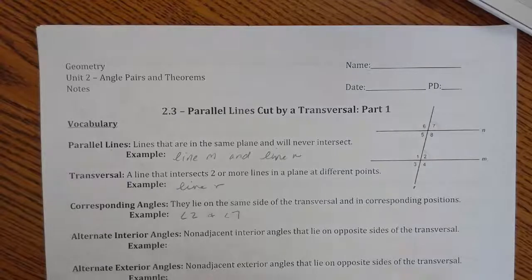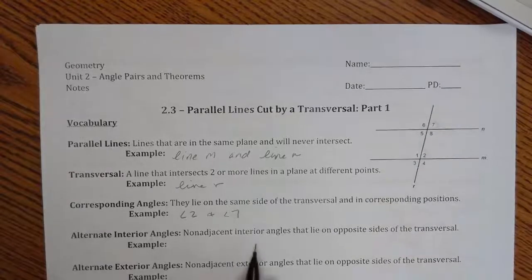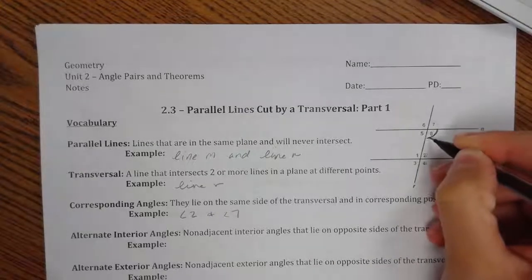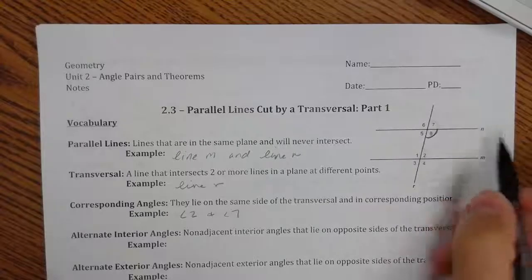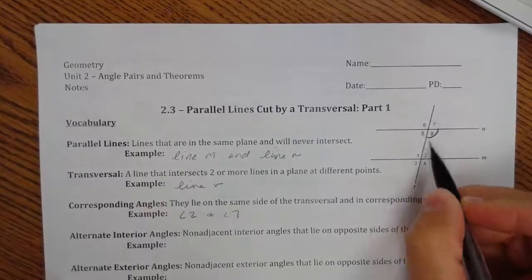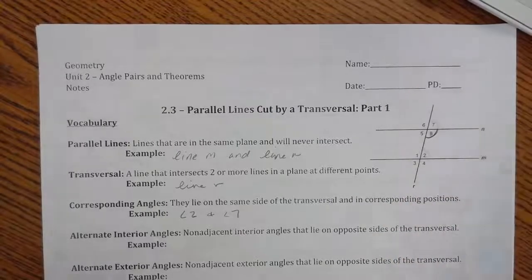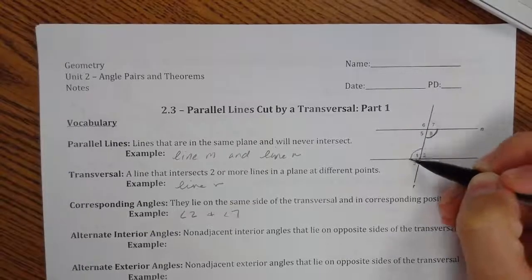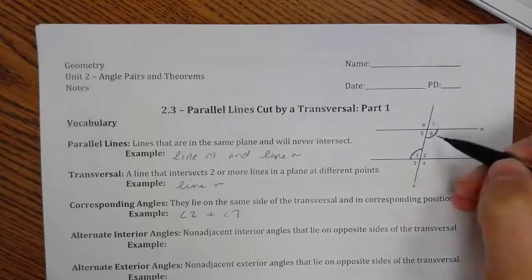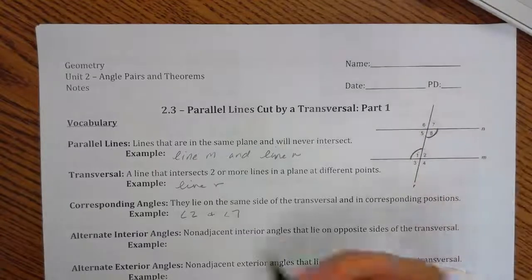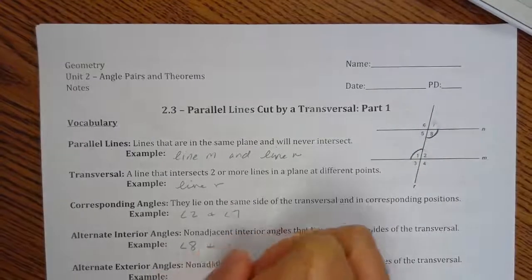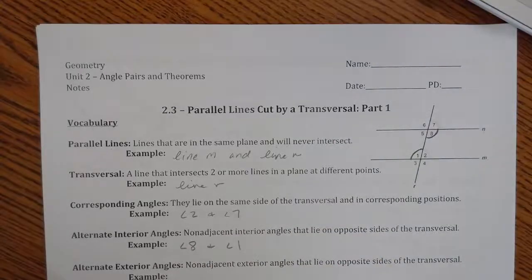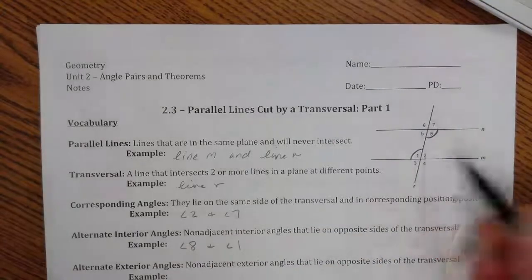Alternate interior angles are non-adjacent interior angles that lie on the opposite side of the transversal. So if we took 8, okay, so let's first talk about our interior angles. Interior angles are 5, 8, 1, and 2. They're on the inside of the two parallel lines. So alternate interior are ones that are on opposite sides of the transversal. So 8 and 1, angle 8 and angle 1. Another set would be 5 and 2.